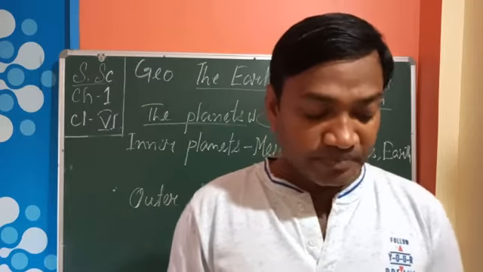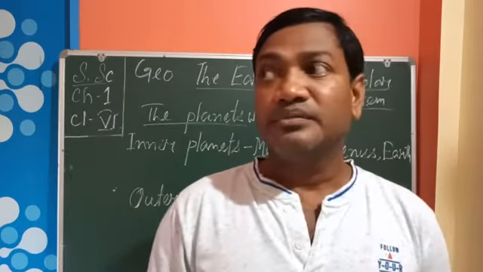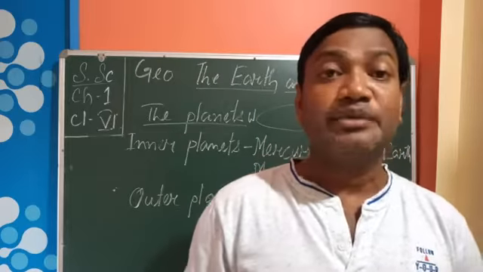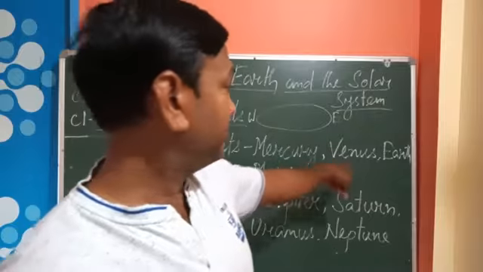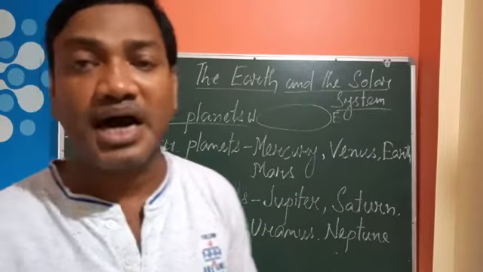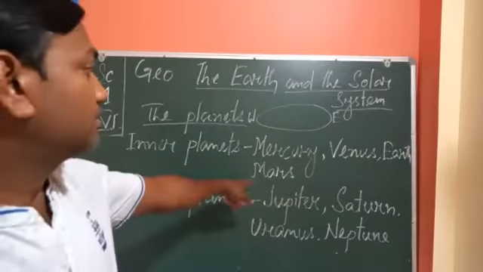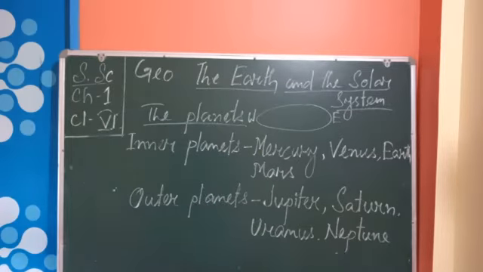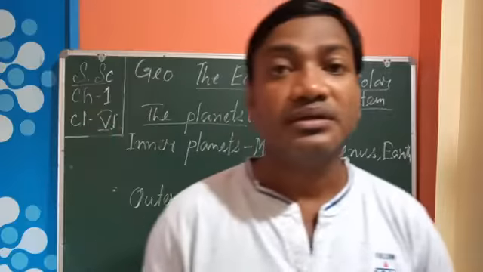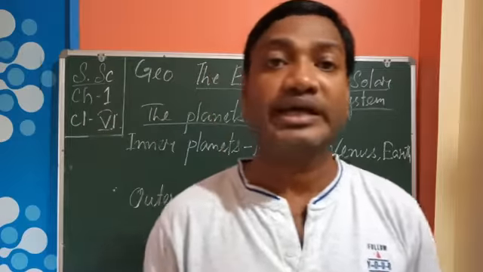It is the largest among the inner planets. So inner planets we know Mercury, Venus, Earth and Mars. And this Earth is the largest among the inner planets.